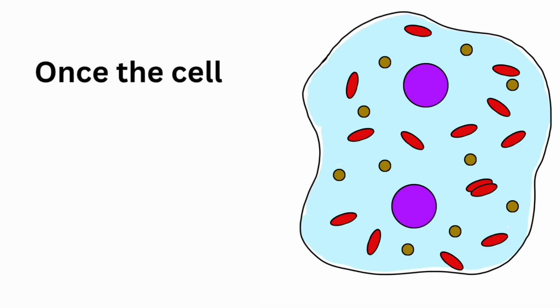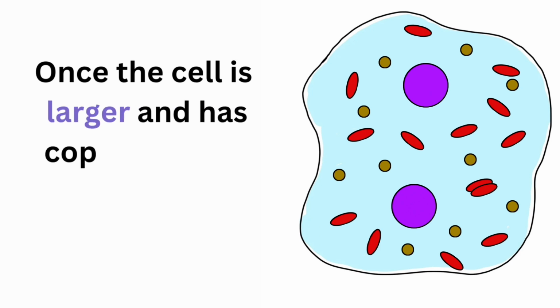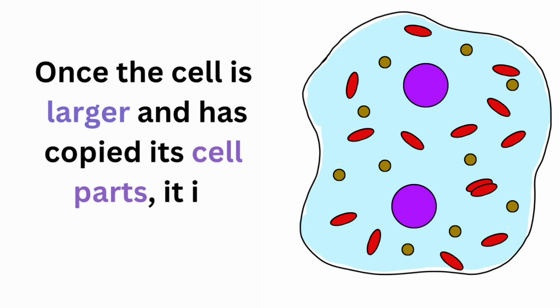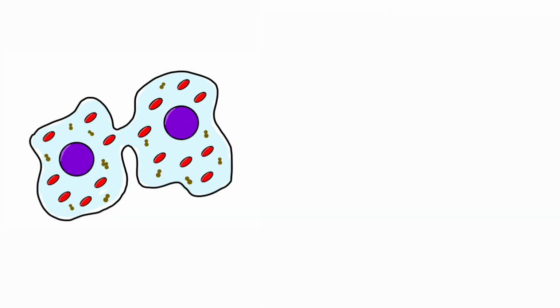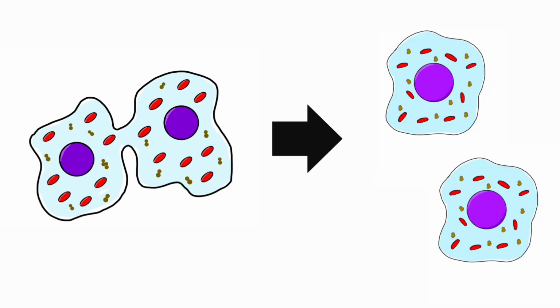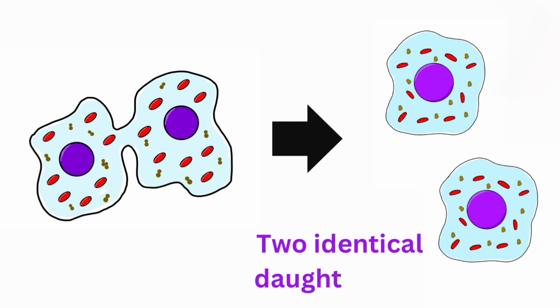As we said before, the cell is ready to divide when it's copied all of its DNA, its mitochondria and its ribosomes, and it's growing bigger. Once a cell is ready to divide, the 2 sides of the cell membrane slowly move together. Eventually, the 2 sides of the cell membrane move so close together that they touch, and this separates the cells into 2 separate cells. And because these cells are identical, we call them 2 identical daughter cells.